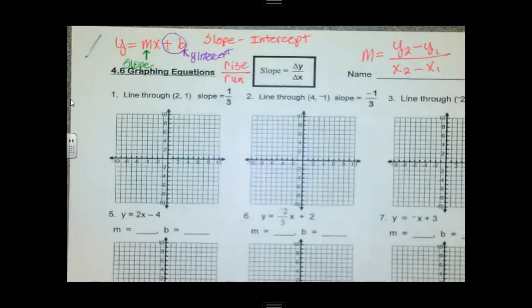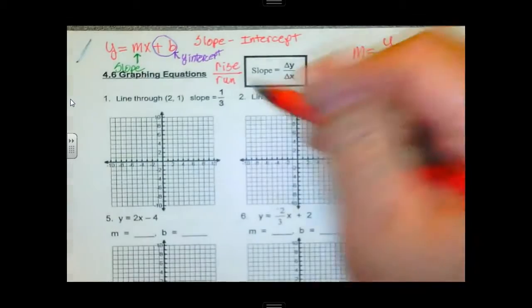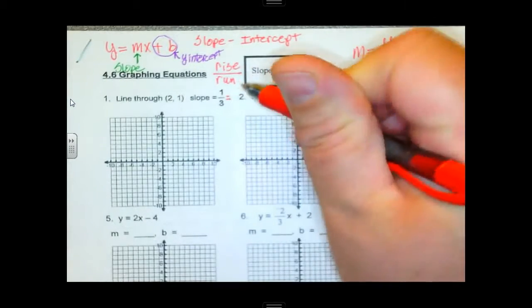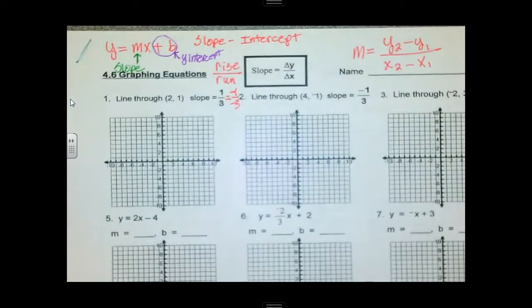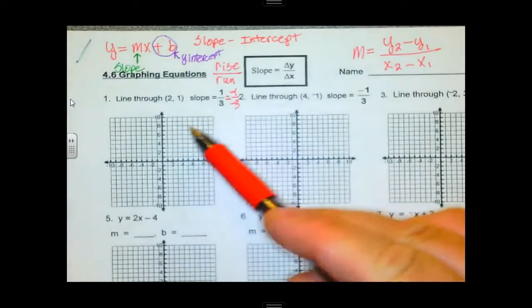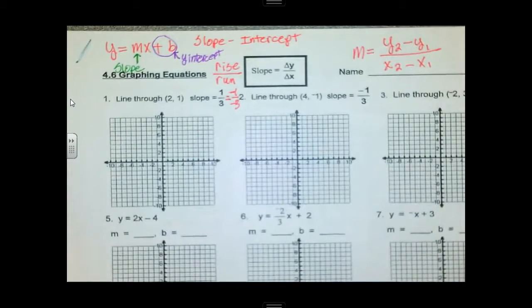Alright, so they're asking us, why don't you graph a line through the point 2, 1 and has a slope of 1 over 3. Now, don't forget, we can always make 1 over 3 negative 1 over negative 3, an equivalent fraction, in case it's going to make us go off the graph. We can go the other way.